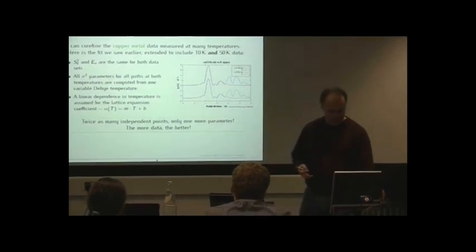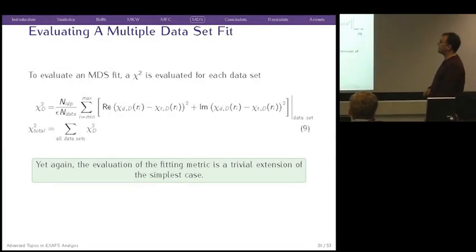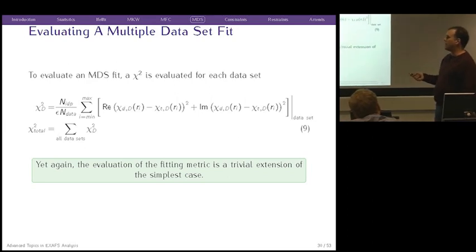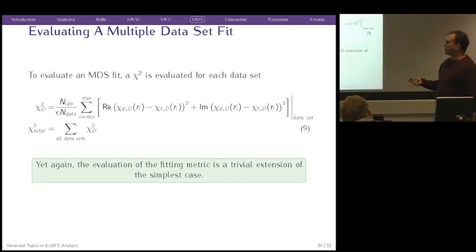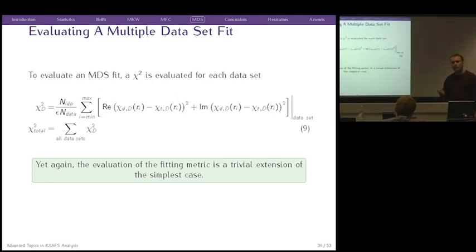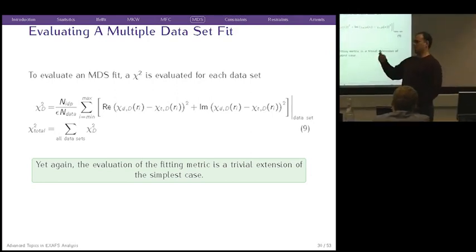So multiple data set fitting is a really valuable thing. And again, it's conceptually very simple. You evaluate chi squared for every data set included in the fit. You add up all of those chi squareds, and it's the sum of those chi squareds that are minimized when you run the fit. So again, the multiple data set fit is a trivial extension of the evaluation of chi squared.